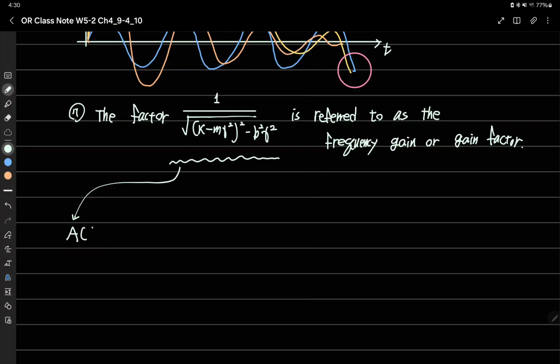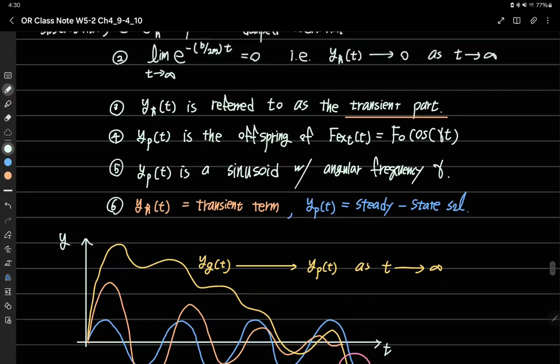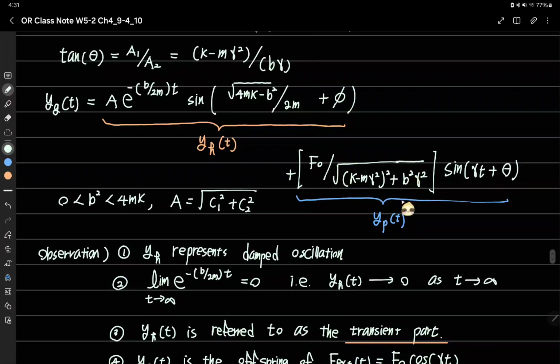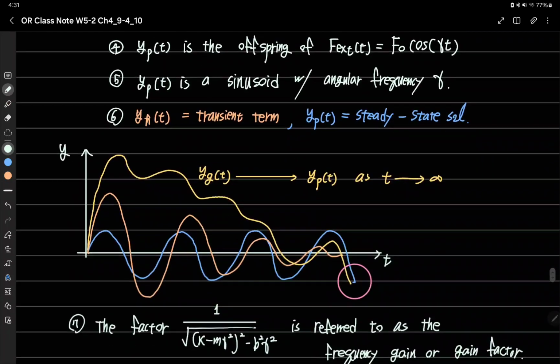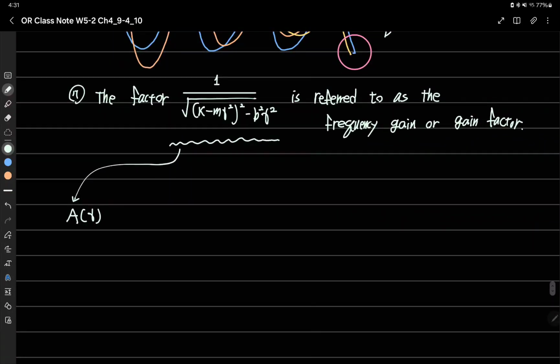In general, the amplitude of the steady-state solution. So what is the gain factor? Actually, the gain factor is the amplitude of the particular solution, right? The steady-state solution. So that amplitude of the steady-state solution depends on the angular frequency gamma of the external force, right? And we're going to investigate that one in detail, and define this one as a function.